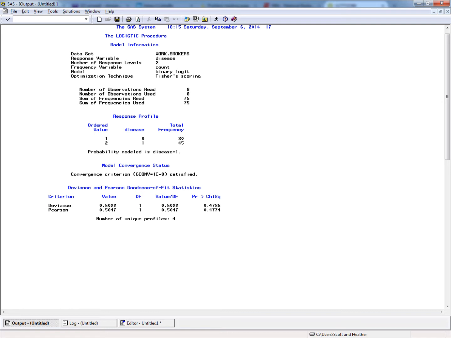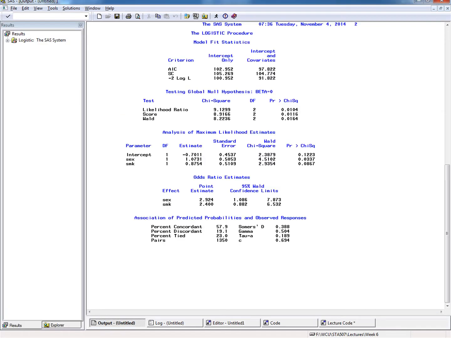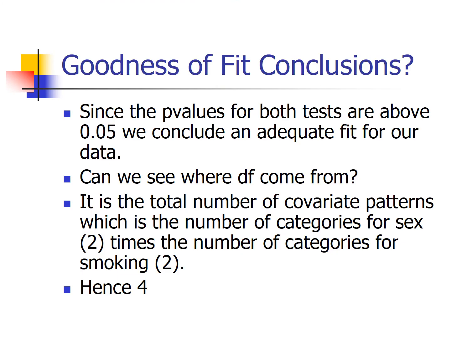So, right, not a whole lot to see. Maybe the one other thing for us to do an example of is to verify that our sample size is large enough that the chi-square approximation is justified. Here's more output. We've seen this, I think, from last week's lecture. Since those p-values for both tests are above 0.05, we conclude an adequate fit. We saw where the degrees of freedom came from already: 4 minus 3.